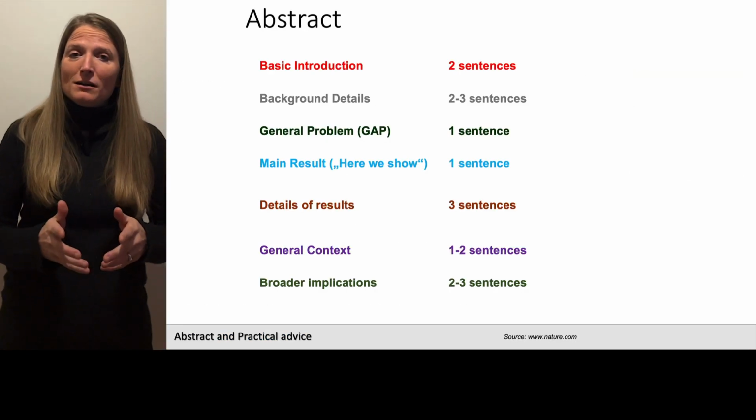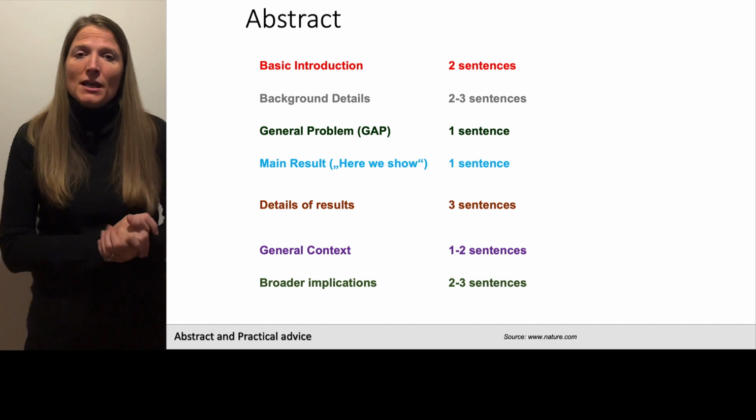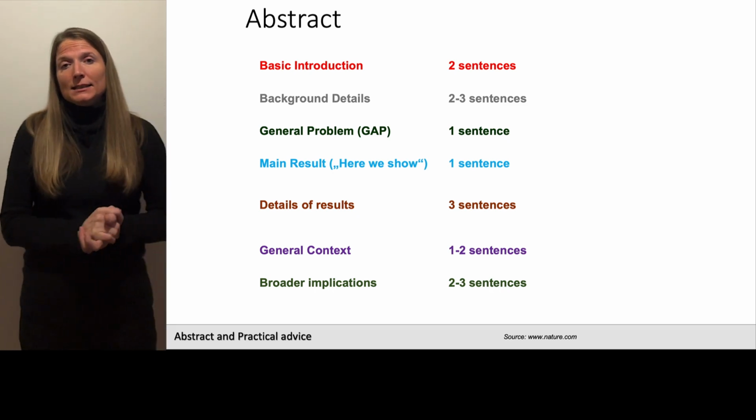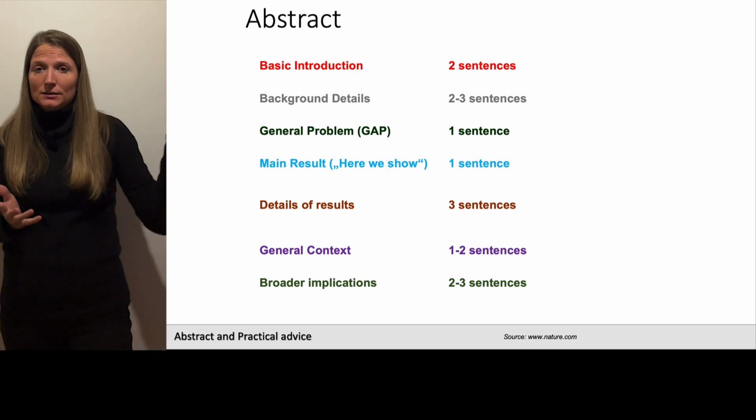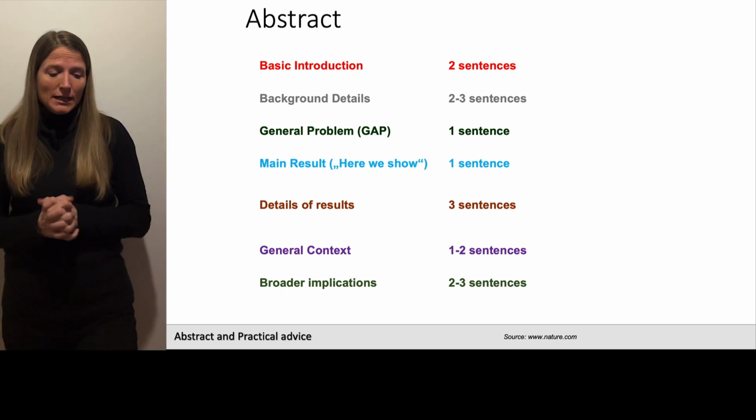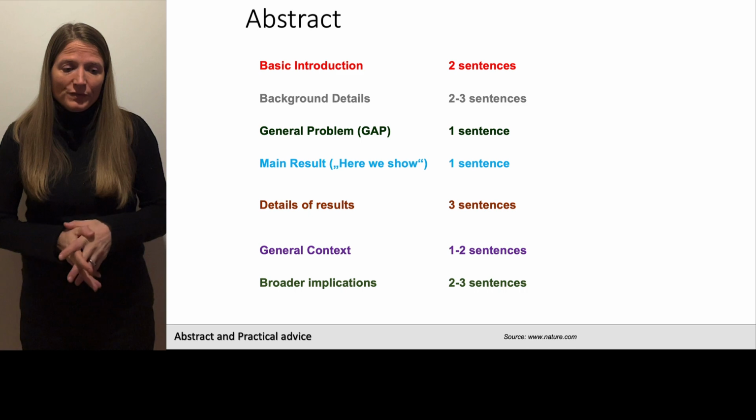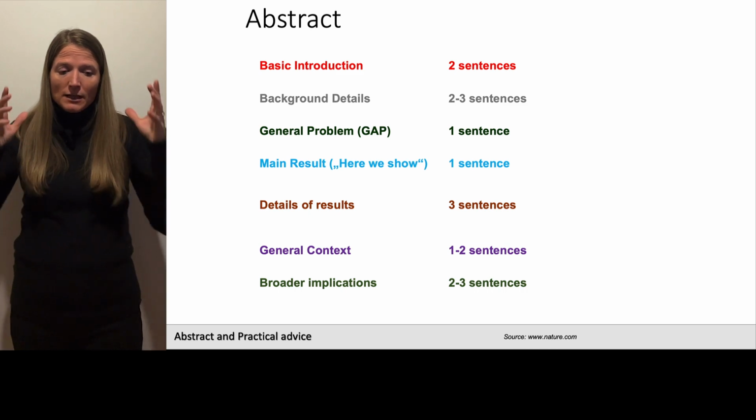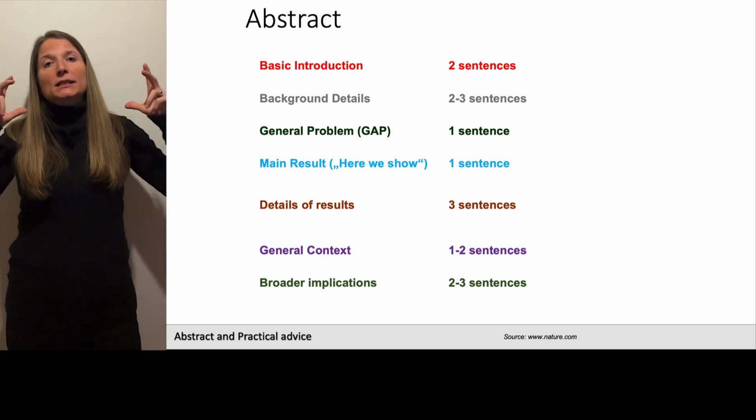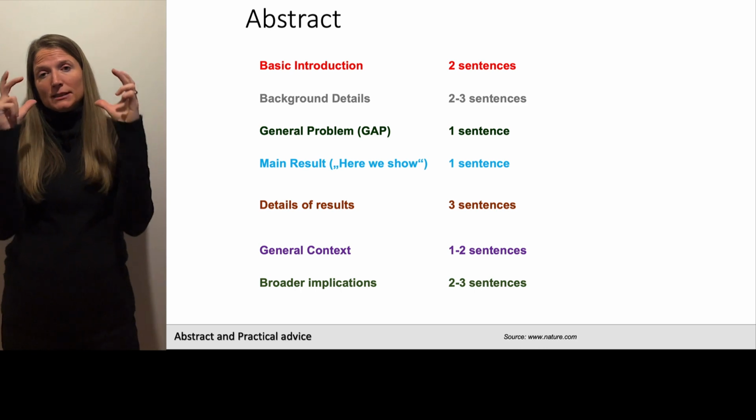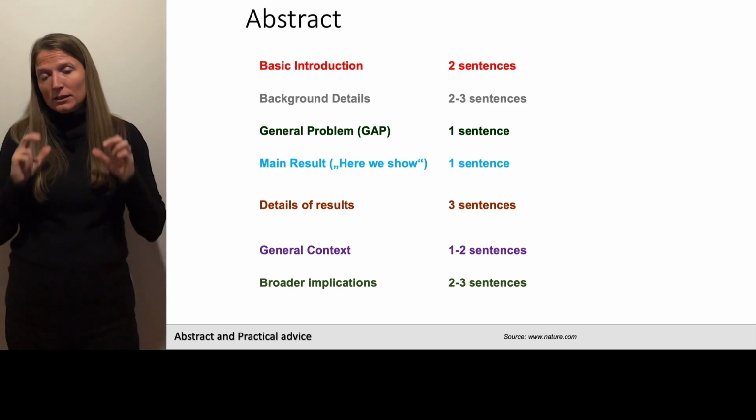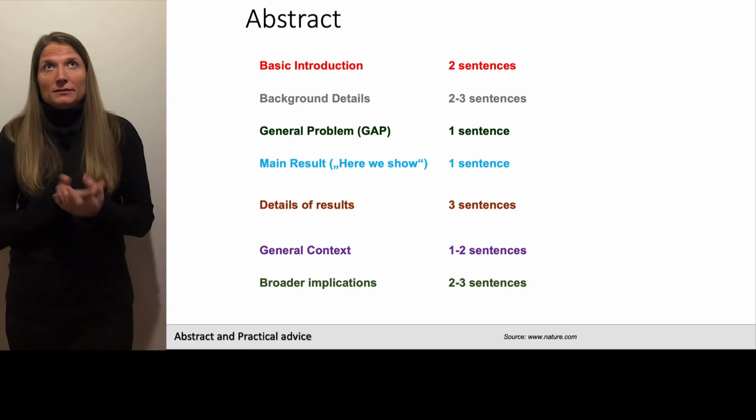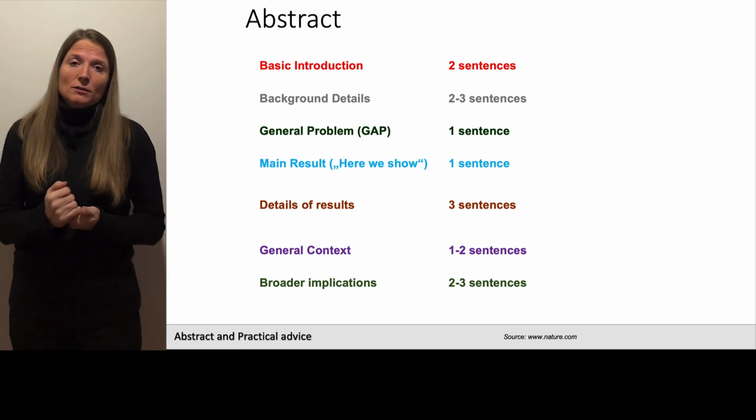So with this, we are at the abstract. For the abstract, there is a really nice example from Nature, and I've just taken this from Nature. There are other papers that have it rather structured, and they really give you, also within the abstract, an introduction, methods, results, and conclusion to write. For example, Gastroenterology or Gut do it that way.